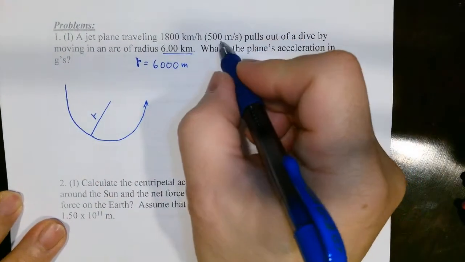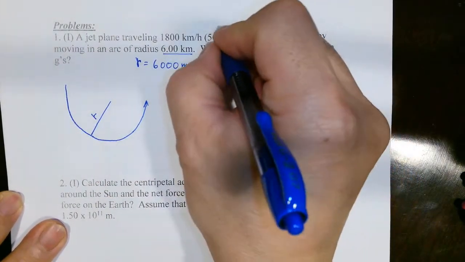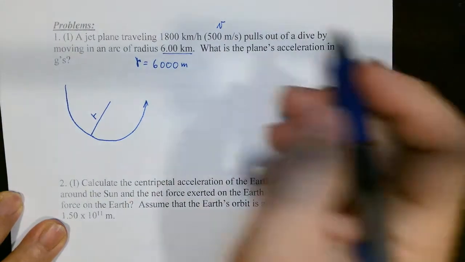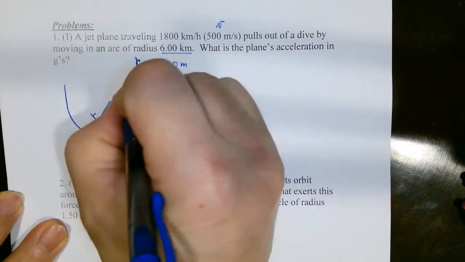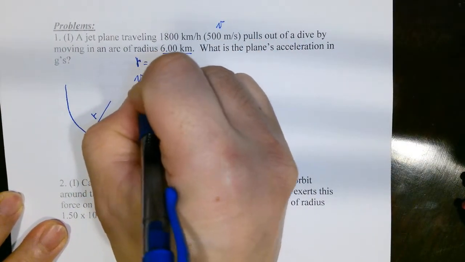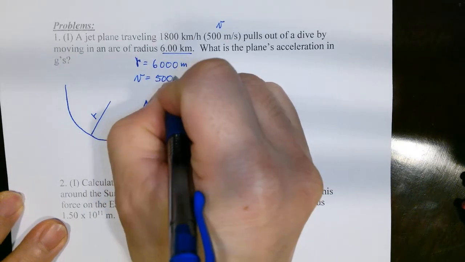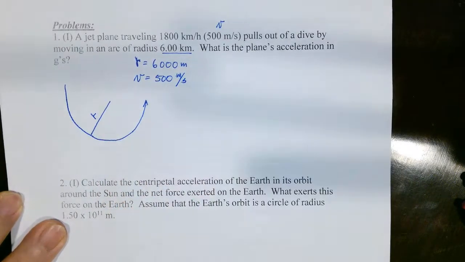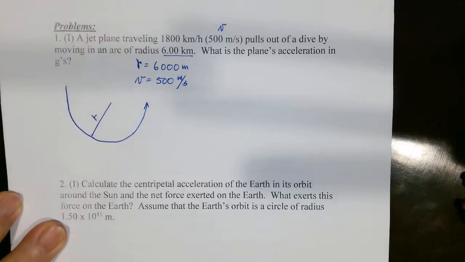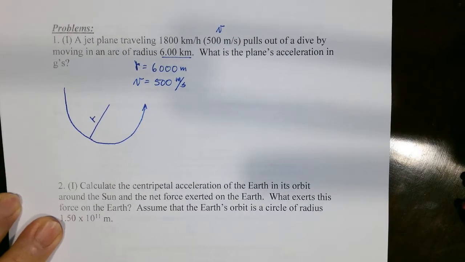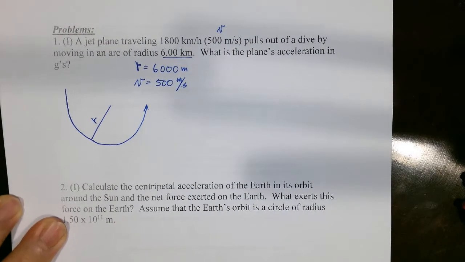And V, the speed, this is V basically, in meters per second, right? So V is equal to 500 meters per second. So those are what's given to us, right? And then the question is, what is the plane's acceleration in G's? I think we had problems similar to this, right?